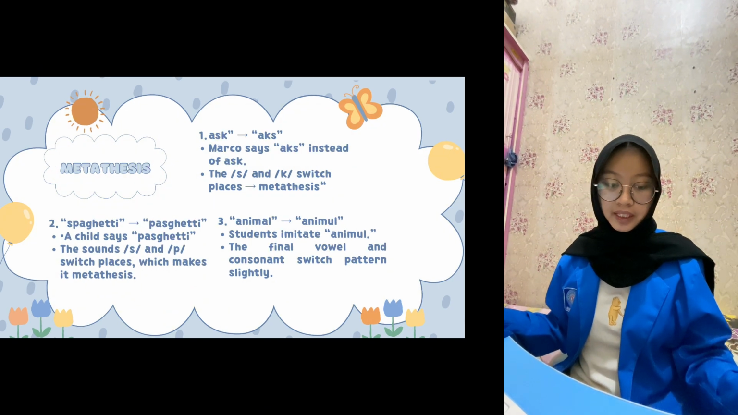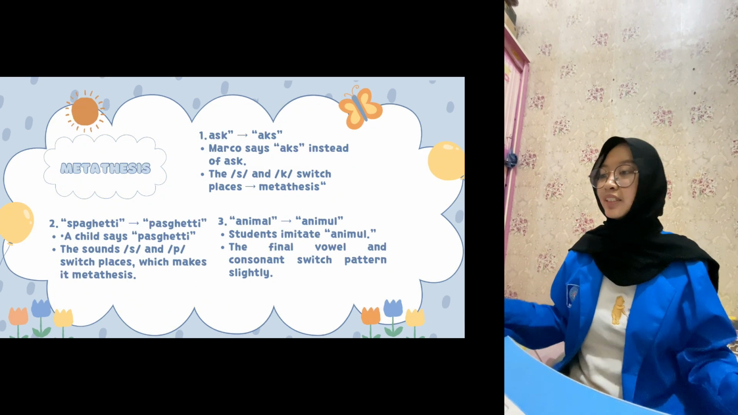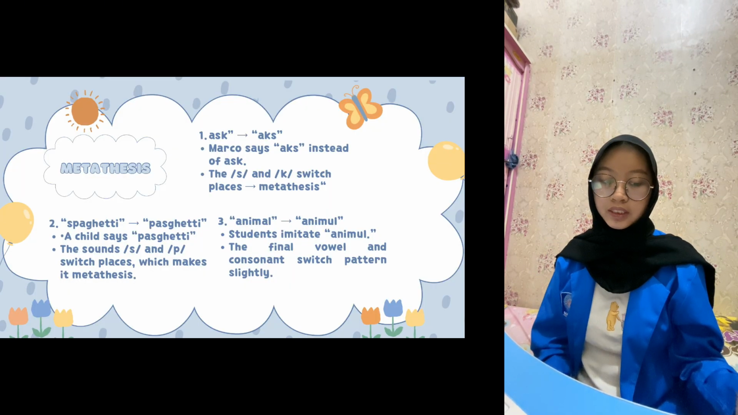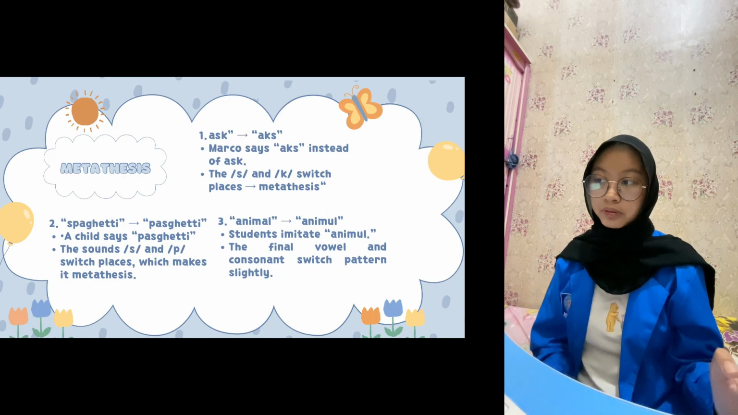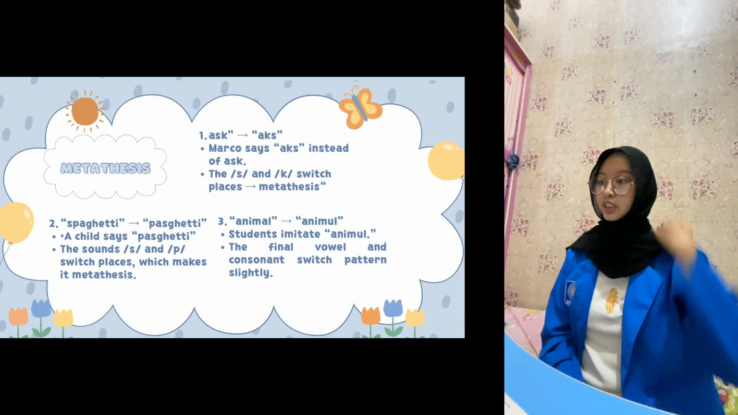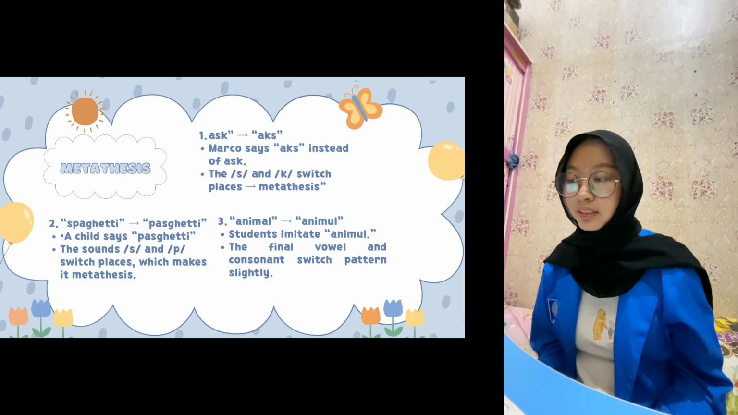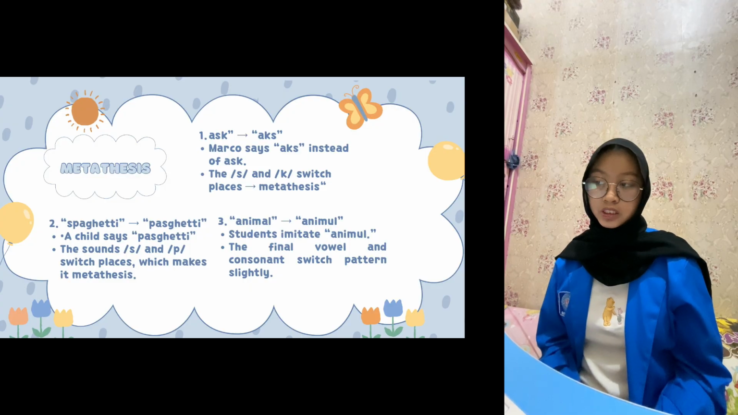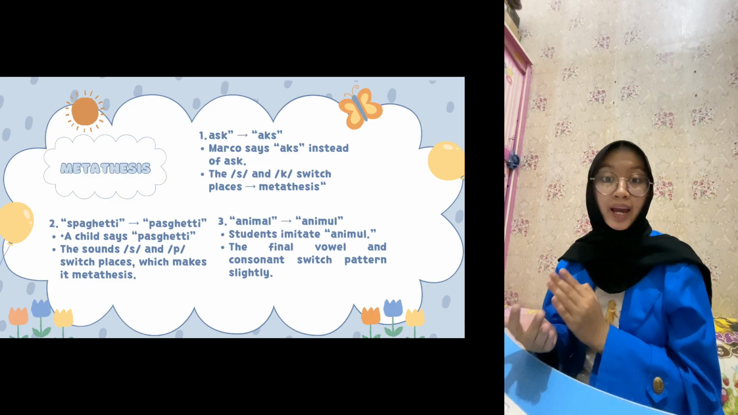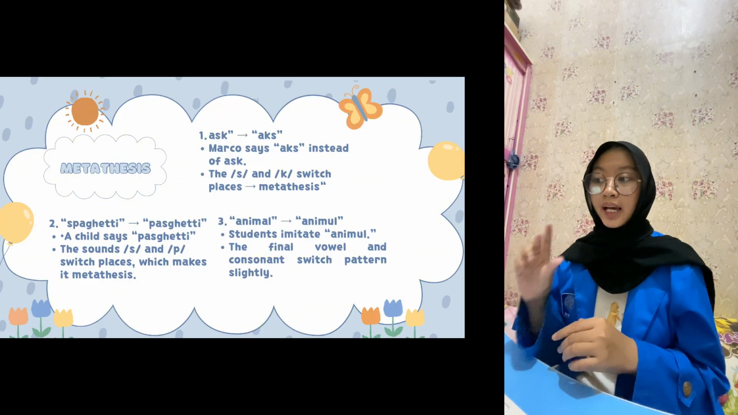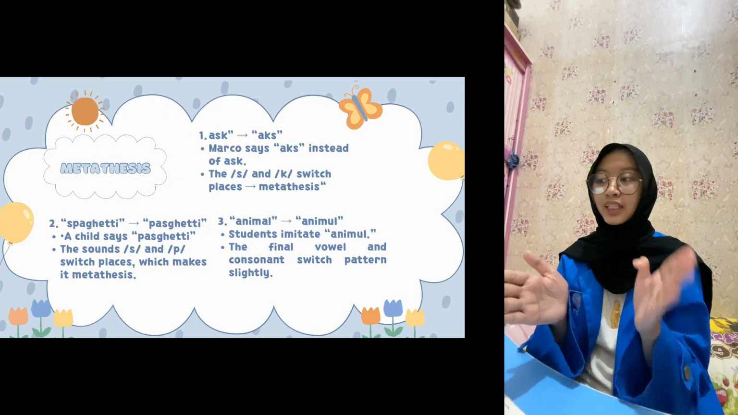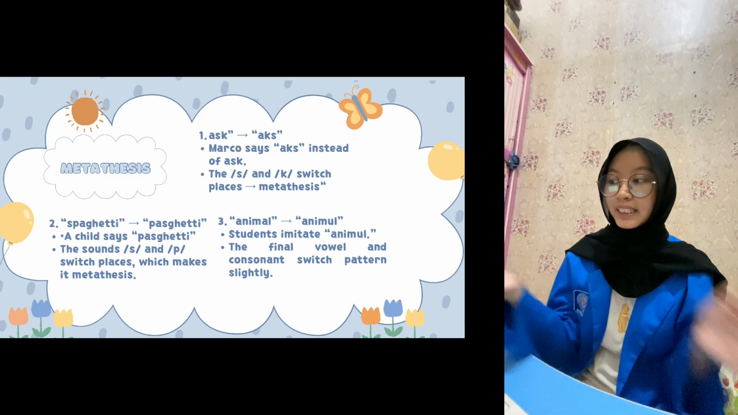And next is metathesis. I didn't show the explanation here, but basically metathesis occurs when two sounds change places. Examples here, the first example is ask becoming aks. The passage shows that Marcus says aks instead of ask. So the S and K switch places, okay? They switch places and that becomes metathesis.